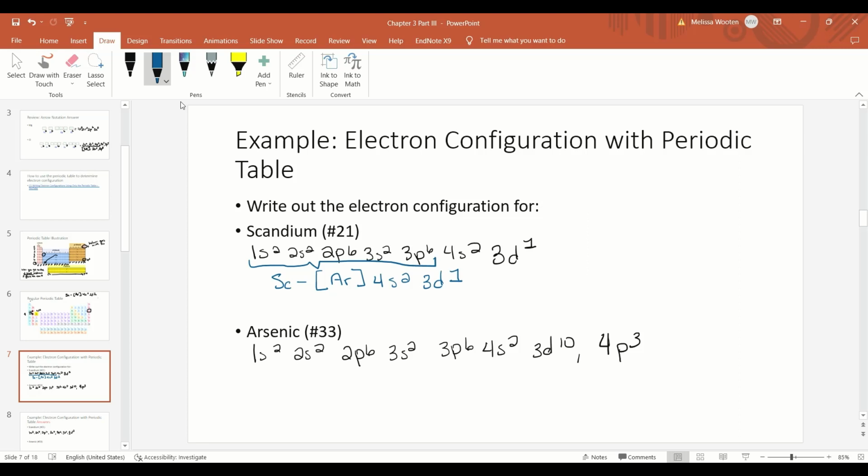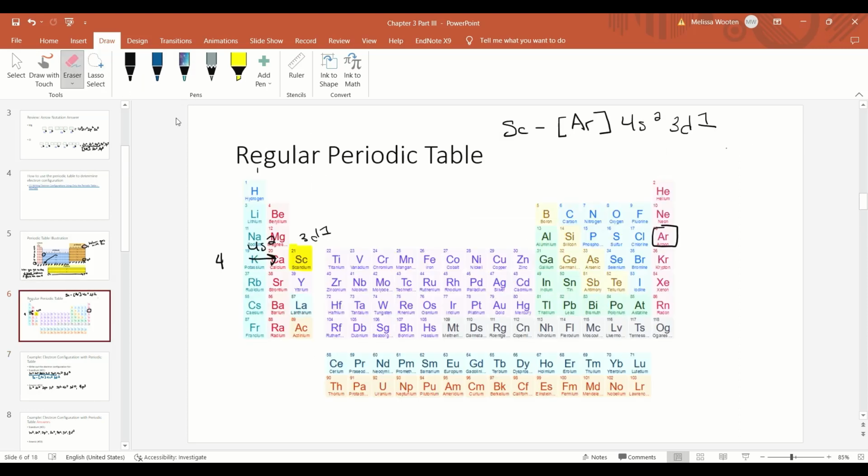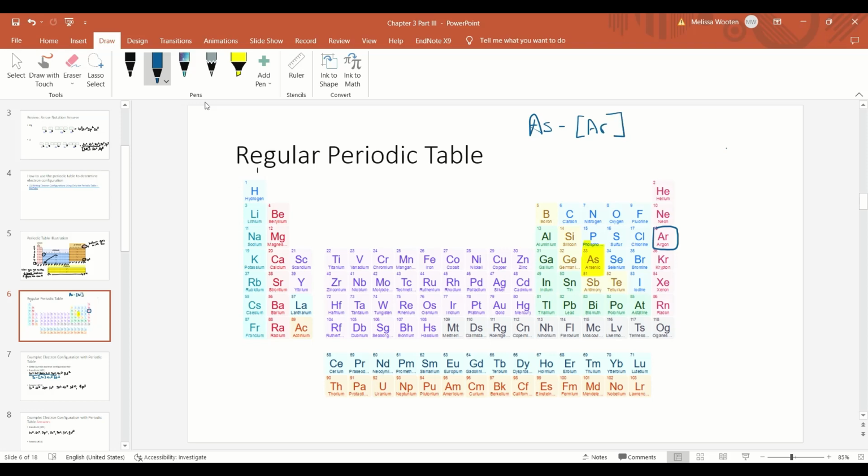Okay? And so let's try arsenic. Arsenic is here. And so what was the noble gas that was previous? The noble gas that was previous, again, is argon. So we're going to do argon, and then now we're at 4, so it's going to be 4s2. We go through here. Remember, we go down to 3d10. Then we're going to go up to 4. Remember, go back up to 4. Don't make the mistake that I did. 4p1, 4p2, 4p3. And so arsenic's going to be argon, 4s2, 3d10, 4p3.